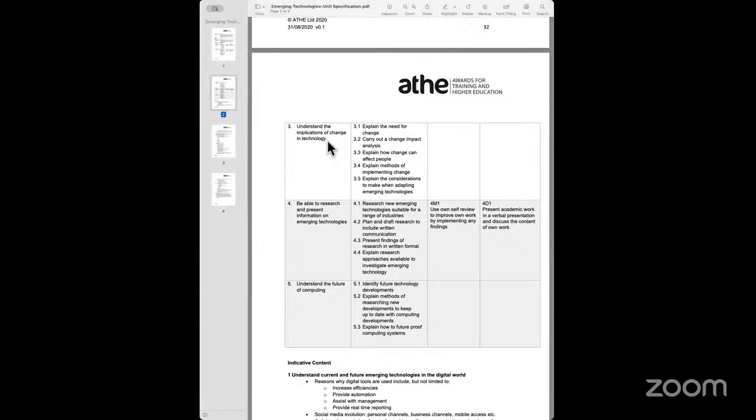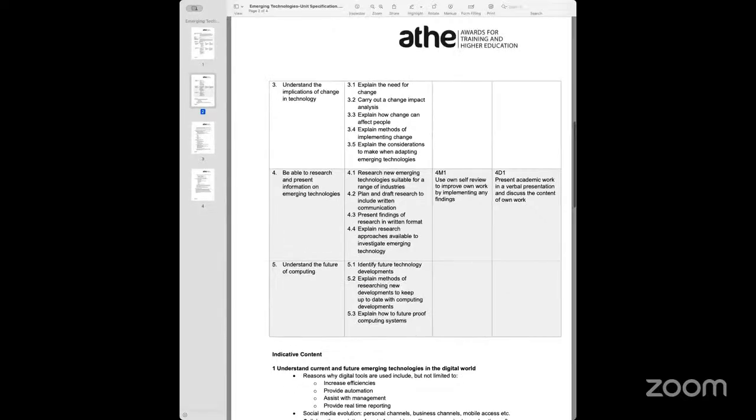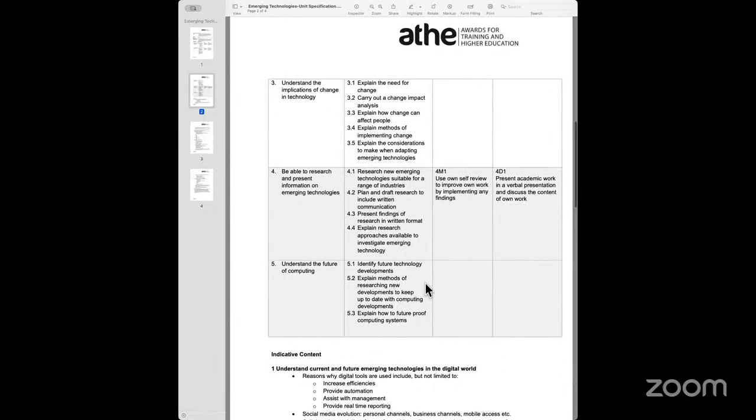Now, today's learning outcome, as I mentioned, is all about change. We are looking at understanding why change happens and how change happens, but most of the discussion is going to be related to understanding change in terms of technology. So technological change is what we are going to be focused on when we look at learning outcome three.